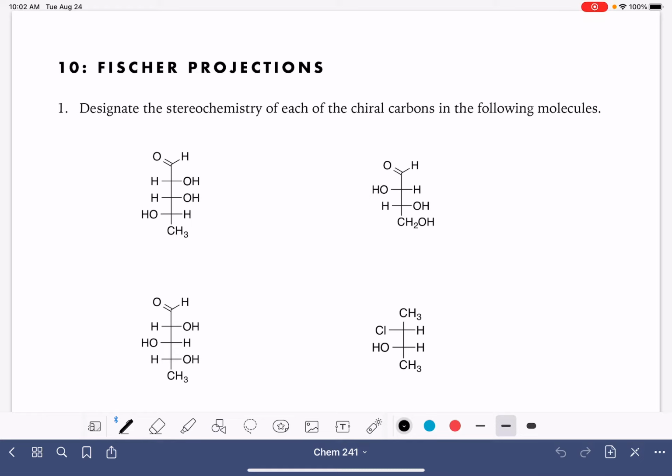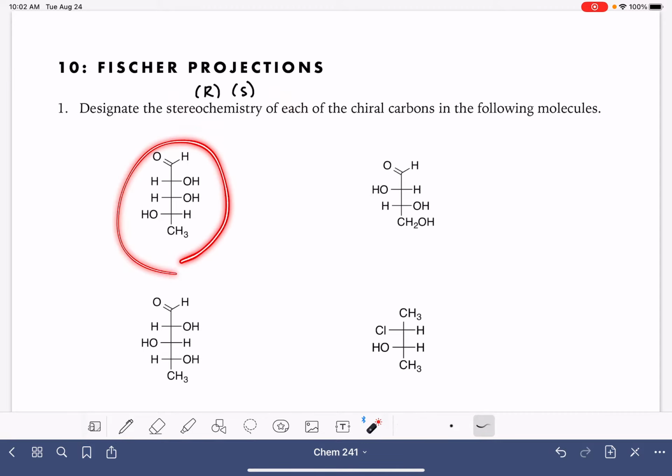First thing we're going to do on this worksheet is assign stereochemistry, either R or S, to the chiral carbons of these molecules, which are being represented in Fischer projections. So first thing that I'm going to do is just highlight the chiral carbons in the molecule so that we know what we're working with. We've got 3 in this molecule.